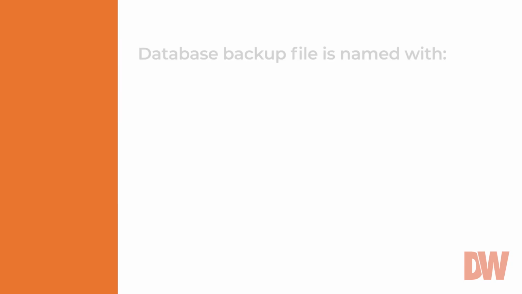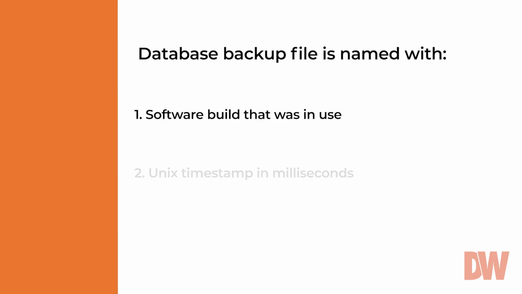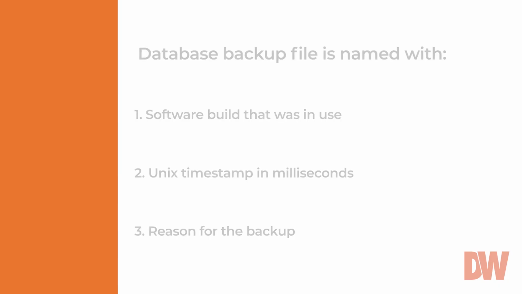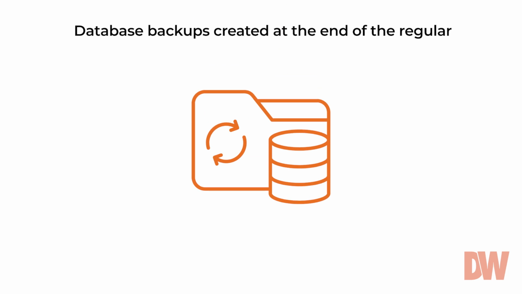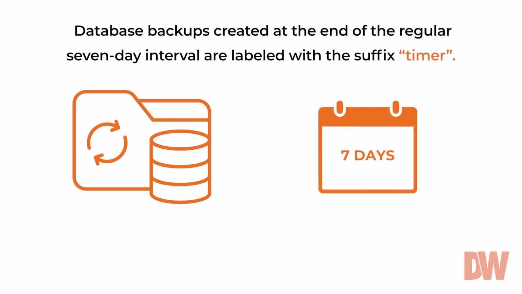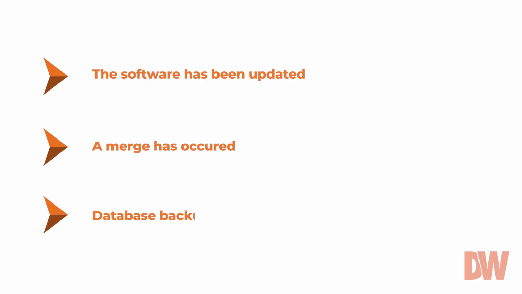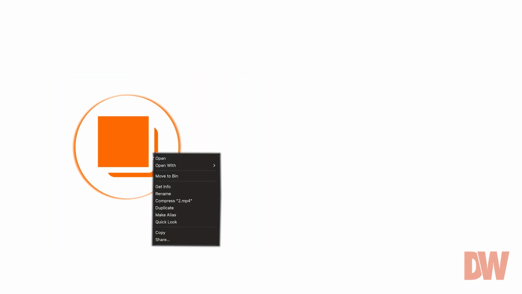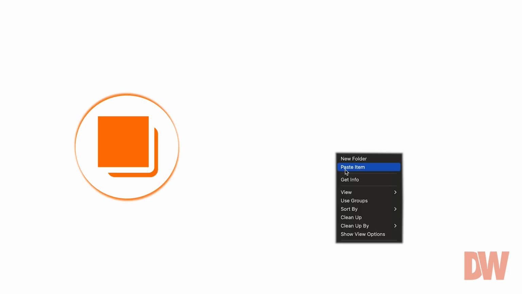You may notice that each database backup file will be named with the software build that was in use, a Unix timestamp in milliseconds, and the reason for the backup. For example, database backups created at the end of the regular 7-day interval are labeled with the suffix timer. There are also labels for when the software has been updated, a merge has occurred, or if a database backup was manually prompted by the owner. You can copy the database backup file from this directory and save it to a storage location of your choosing.